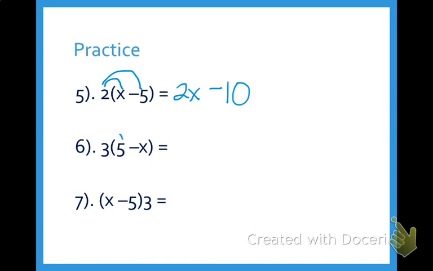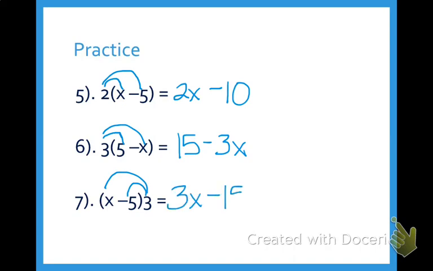As I look here, again, distribution, I do see a minus sign there, so I need to watch out. 3 times 5 is 15, and 3 times x, or times negative x, is negative 3x. On the last one, I notice that 3 is at the back, but I'm still going to distribute. 3 times x is 3x. 3 times negative 5 is negative 15.